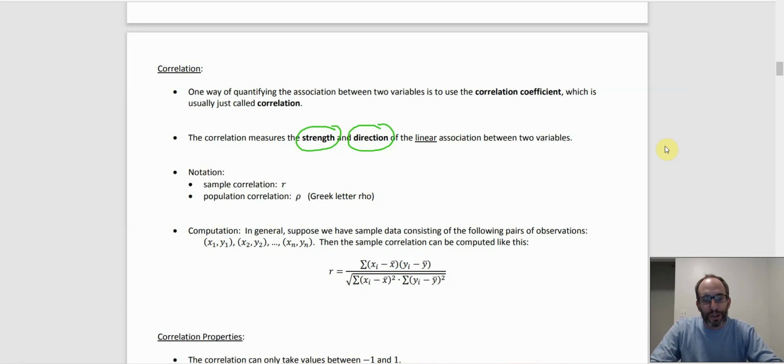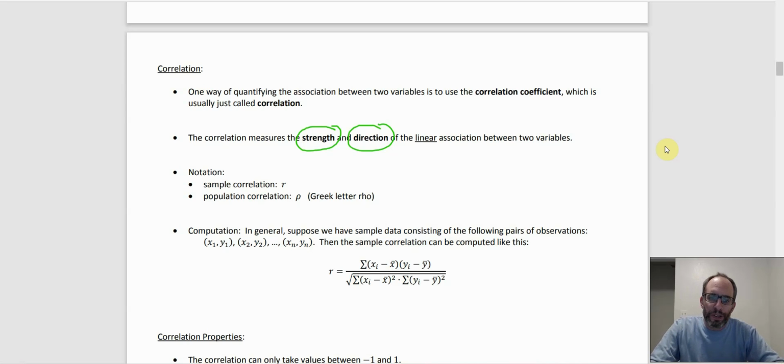So the correlation does measure the strength and direction of the linear association between two variables. Linear is important because if you have a non-linear shape, then the correlation might end up being really weak. Like if you have something that kind of looks like a sine wave, you'll get a correlation that's close to 0, even if there's a clear pattern there.